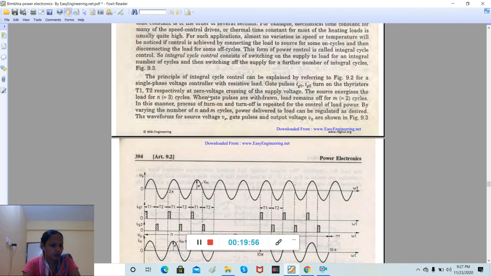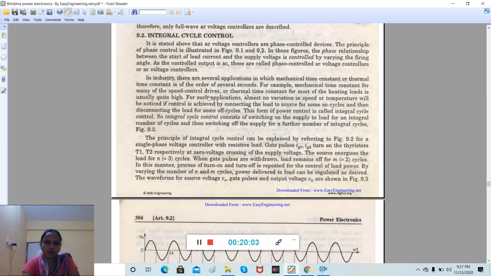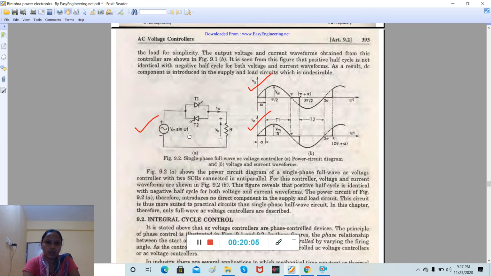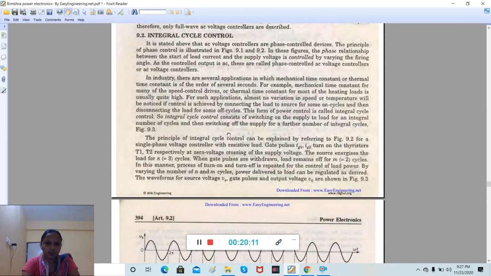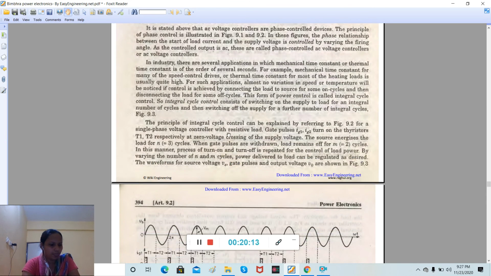In the full wave AC voltage controller circuit diagram, there are two thyristors T1 and T2 connected in antiparallel form. This is the circuit diagram, and here the load is a resistive load. Then gate pulses IG1 and IG2 turn on the thyristors T1 and T2 respectively at the zero voltage crossing of the supply voltage.